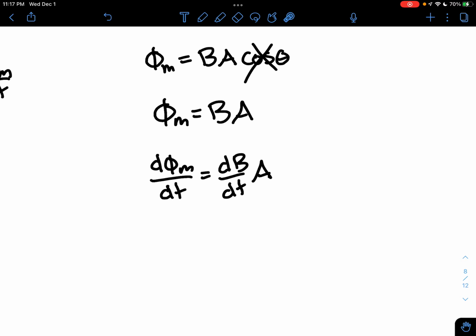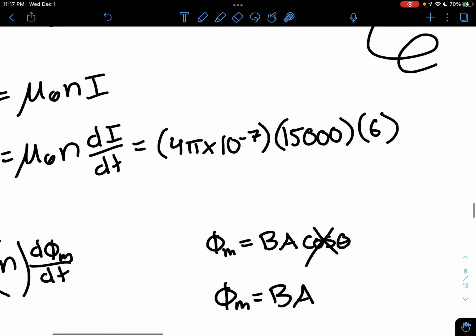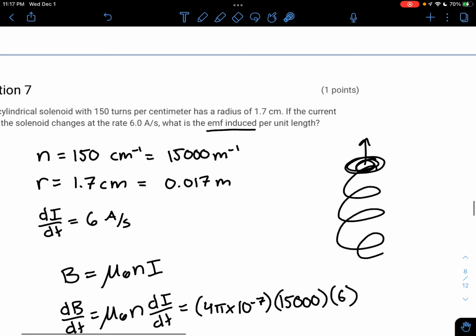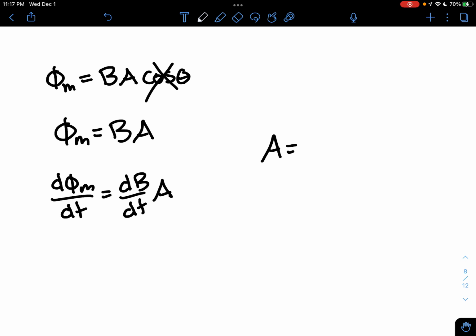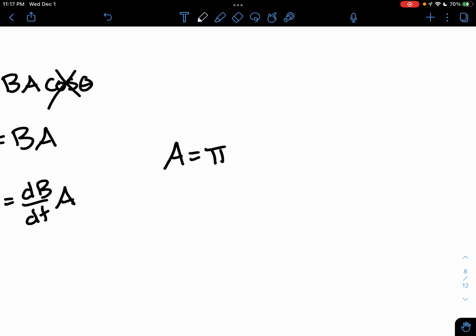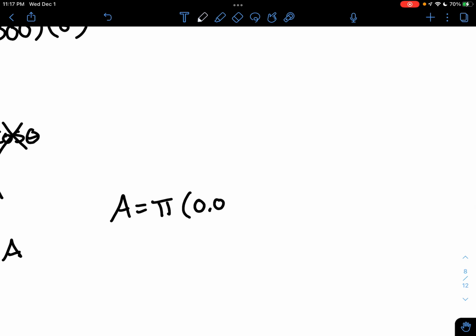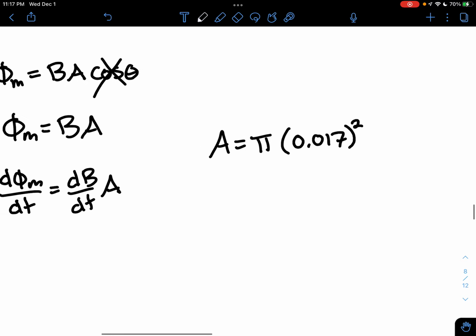So now we can plug in all this, because we already solved for dB dt before. We have a number for it from this. In our area, we can just get the cross-sectional area of the solenoid with the radius. So the area of this circle is going to equal pi r squared. Our radius was 0.017, again in meters, because always base units. And we square the radius. Pi r squared. So now all we do is combine all of this.